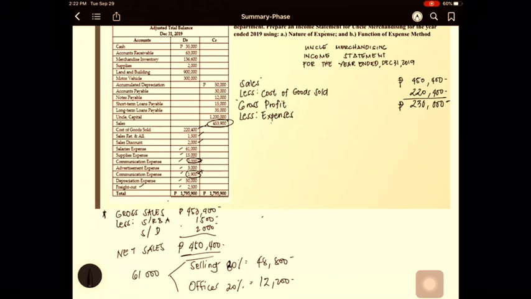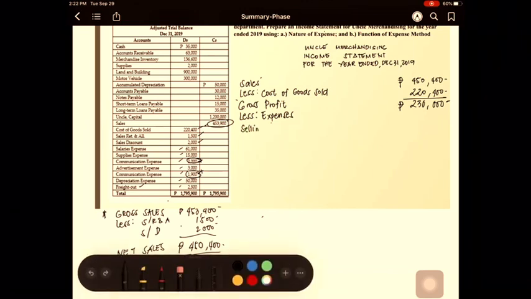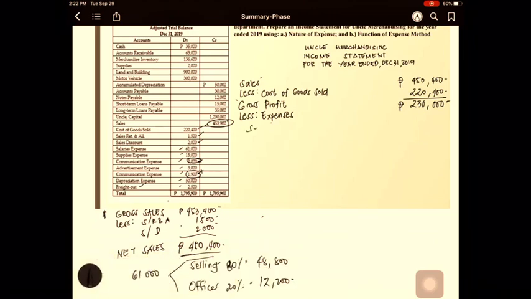So let's put them here. You have selling expenses. We have to indent that. So selling expense. Your selling expenses are, what are the selling expenses that we have identified? First, your salaries expense.